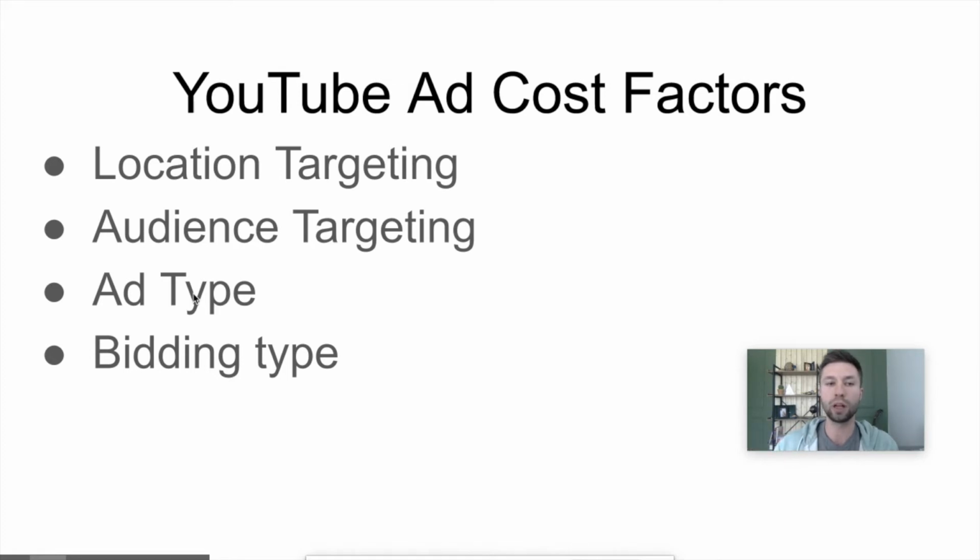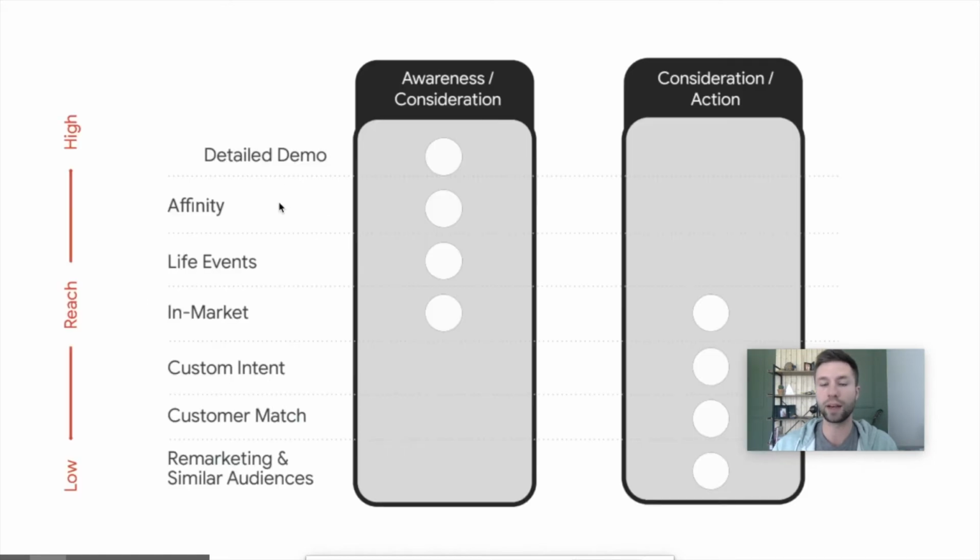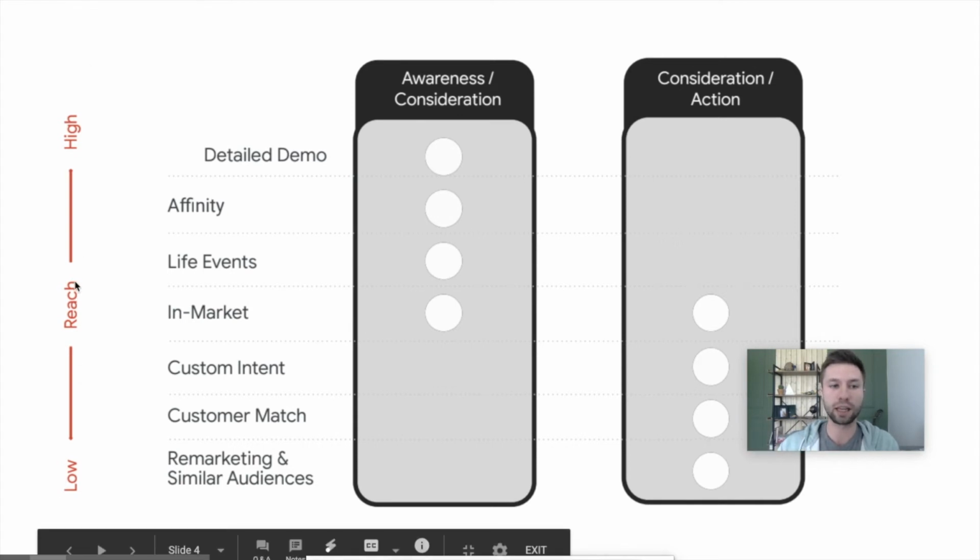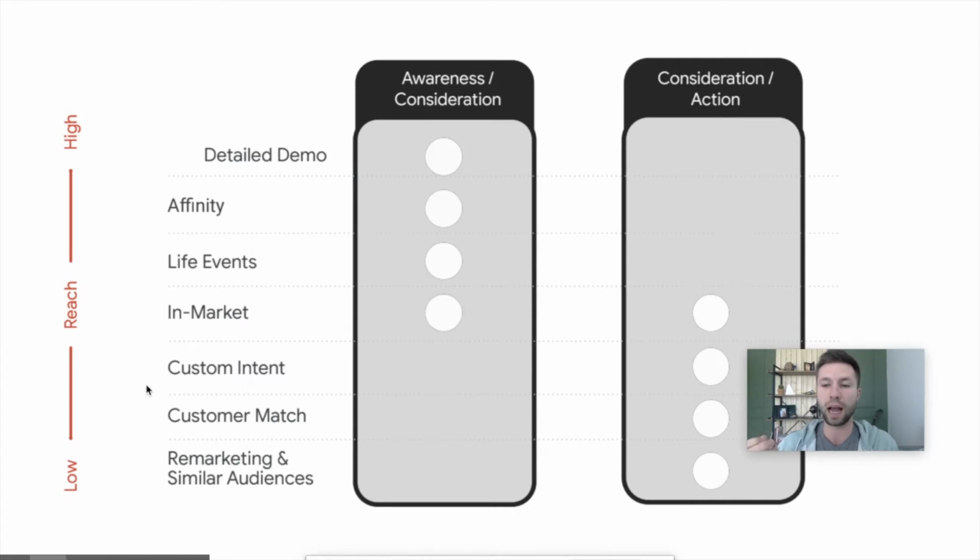So I want to jump into a little bit more of the audience targeting that you can do inside of YouTube and how this will affect your cost. So as you can see here, there are many different ways to target people inside of YouTube. And that's why it's so great, and that's why I love it so much: you can get very detailed into the demographics of who you're targeting. But as you can see here, this is broken out by reach. So up here, you have high reach and then you have low reach. Generally speaking, if the reach is lower, you're going to pay higher cost per view because at that point, as you can see, this is broken out into consideration.